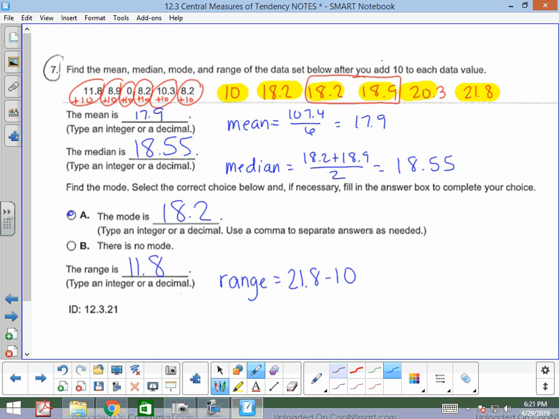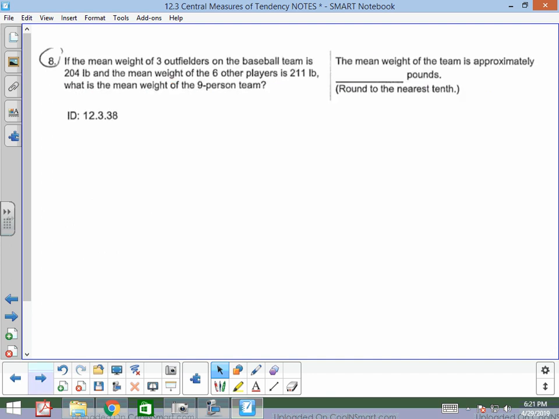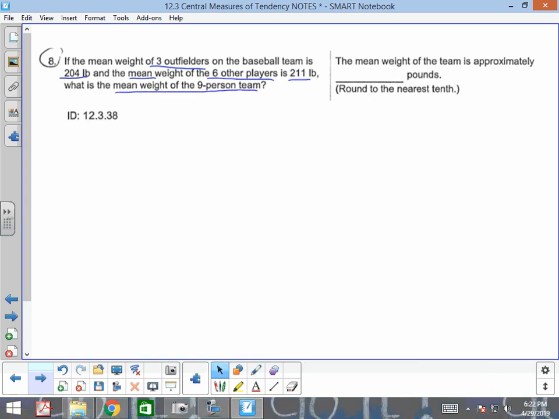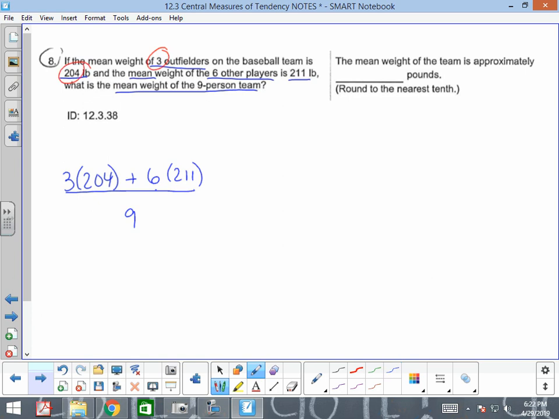So be careful on the kind that tell you to do something before you find the mean, median, mode, and range. In this case, it said after you add 10. All right, and number 8. If the mean of 3 outfielders, lots of baseball stuff here, is 204 pounds, and the mean of 6 other players is 211 pounds, what is the mean of the 9-person team? So this is also an example of an ACT type problem. First, we're going to take 3 and multiply it times 204 because that's the average of those 3. Then we're going to take 6 and multiply it times 211 because that's the average of those 6. So 3 times 204 plus 6 times 211 divided by 9 because together we have 9 players.